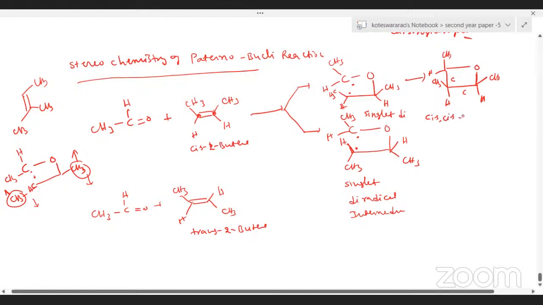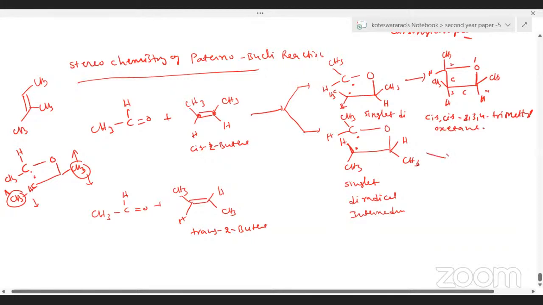This is the numbering. I'm giving numbers 1, 2, 3, 4. 2, 3, 4 trimethyl oxetane. This is the product.